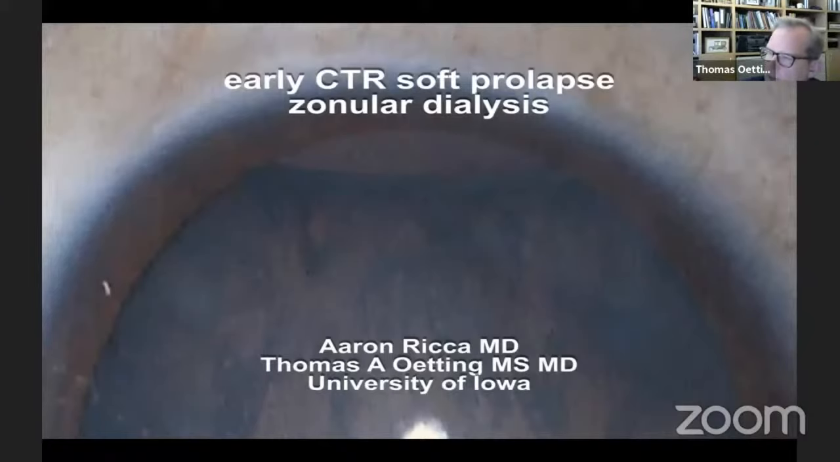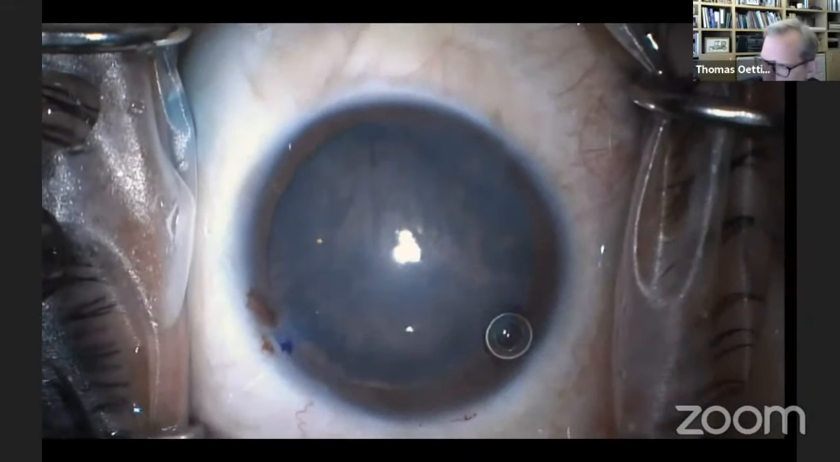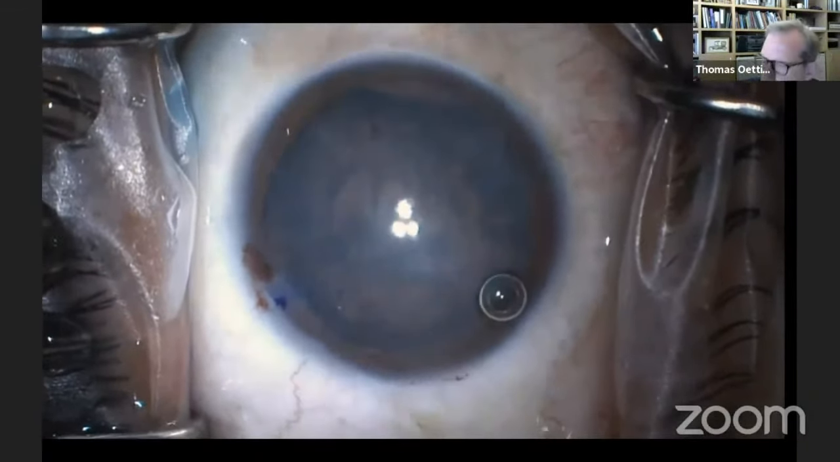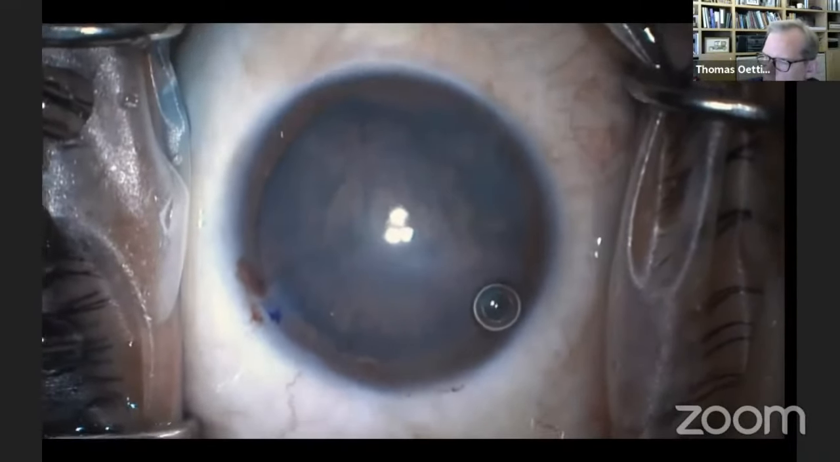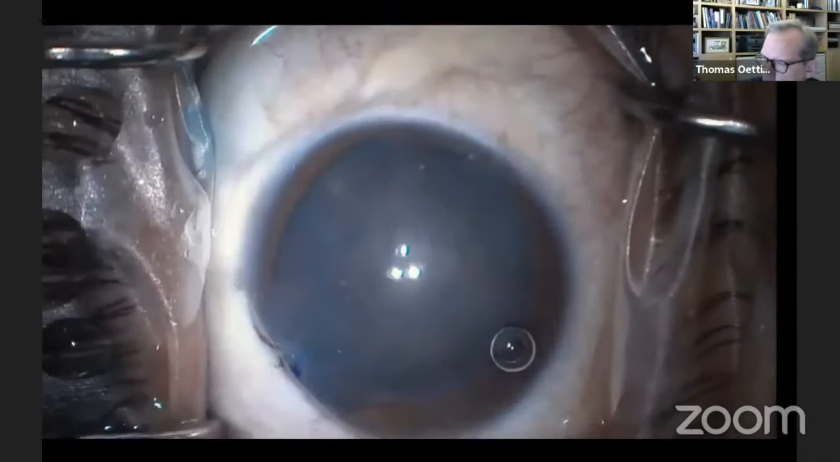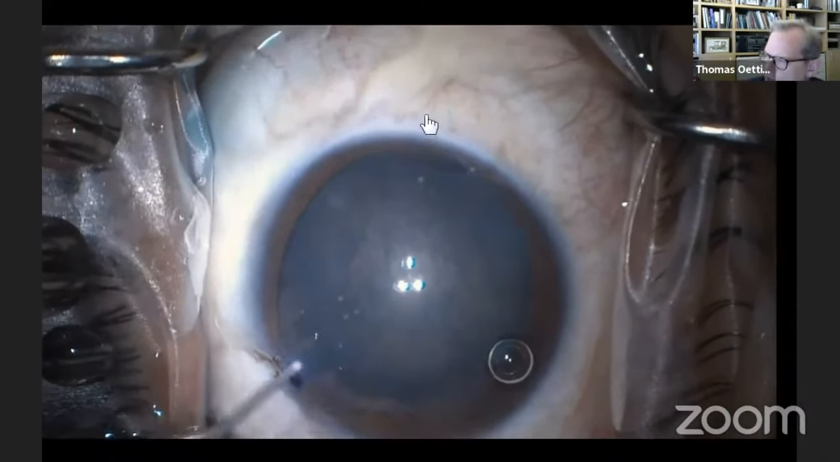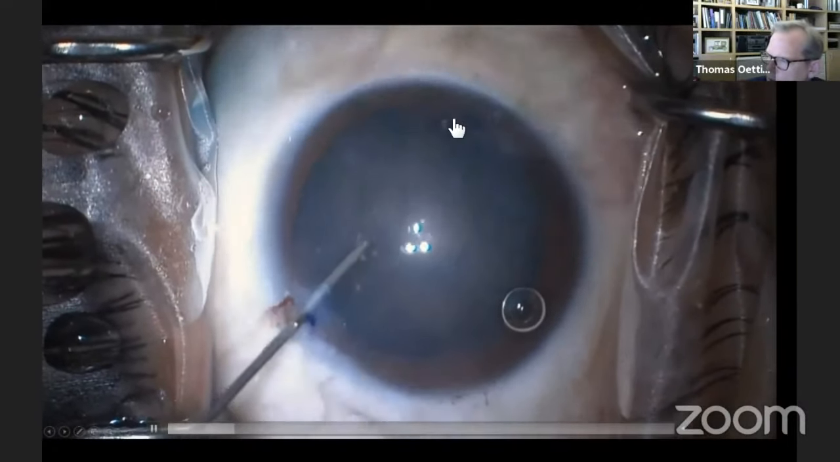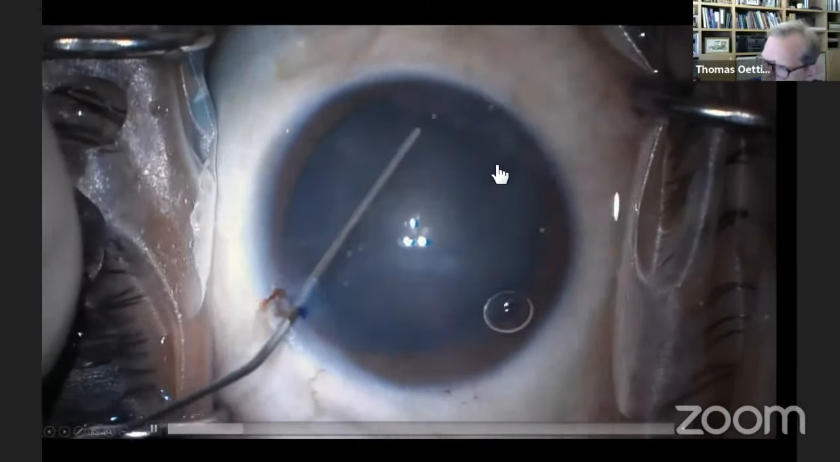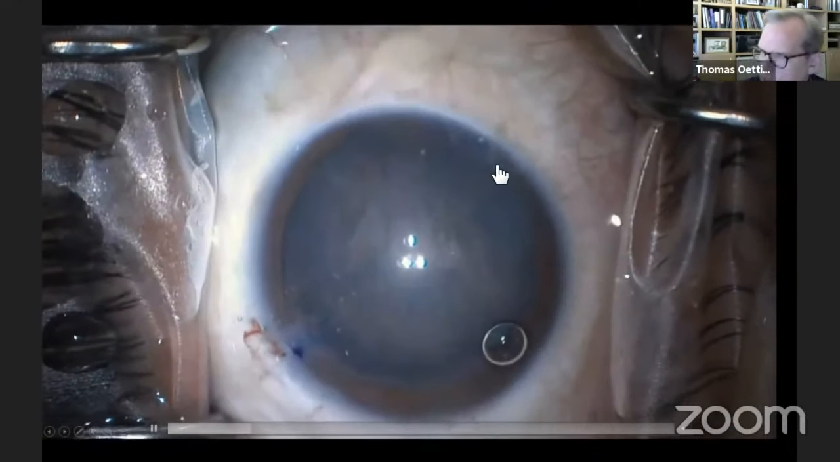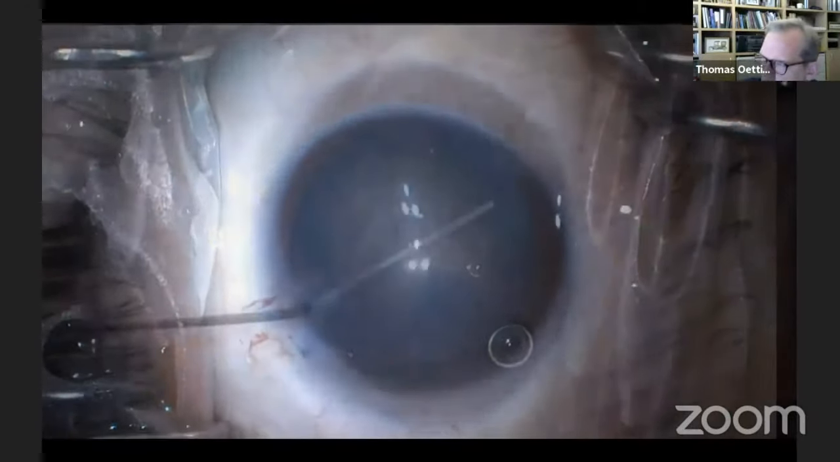This is a placement of an early capsular tension ring. And I just want to emphasize in these cases how useful it can be to use soft prolapse. There's a gap right here. You can see there's a gap right here. The zonules are really weak. Now we've already stained, but before we stained, we didn't protect that area with viscoelastic.